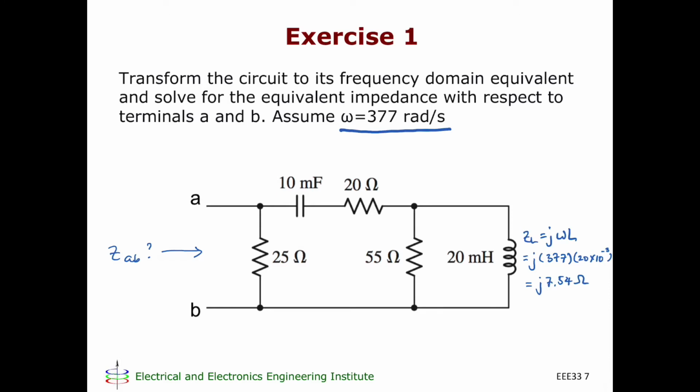Z_C, on the other hand, is equal to minus j over omega C. So this is minus j over 377 multiplied by 10 millifarads, which is 10 times 10 to the minus 3. And this is going to give me minus j 0.265 ohms. So I can now draw my transformed network.